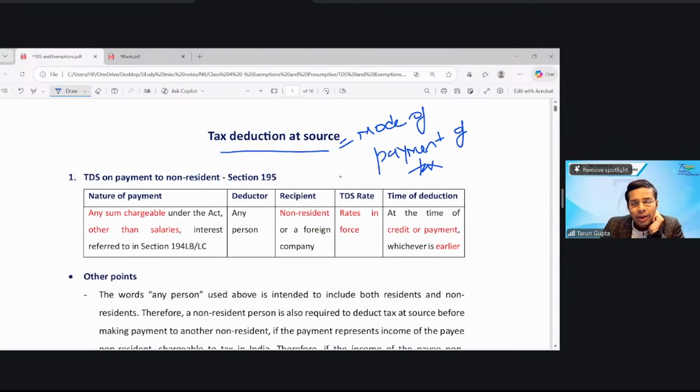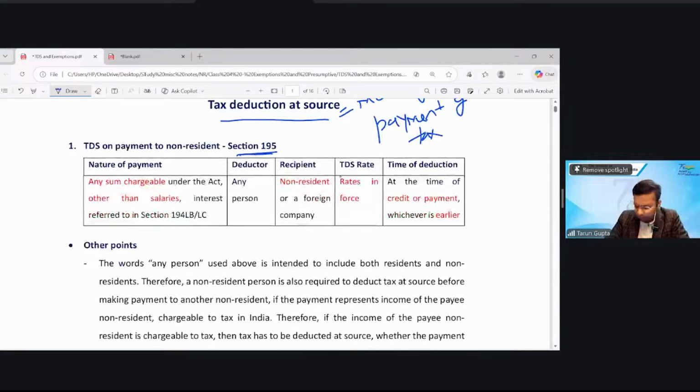In case of a non-resident, the tax is deducted under section 195. It's the most important section. If you're dealing with international taxation, the non-resident taxation, then this section you will use in your daily practice. This is the most important section which the Big Four use daily. I'll tell you why. As we study, you will understand why. What does it say? It applies on what type of payment? Any sum chargeable under the Act other than salaries, interest, referred in section 194LBLC.